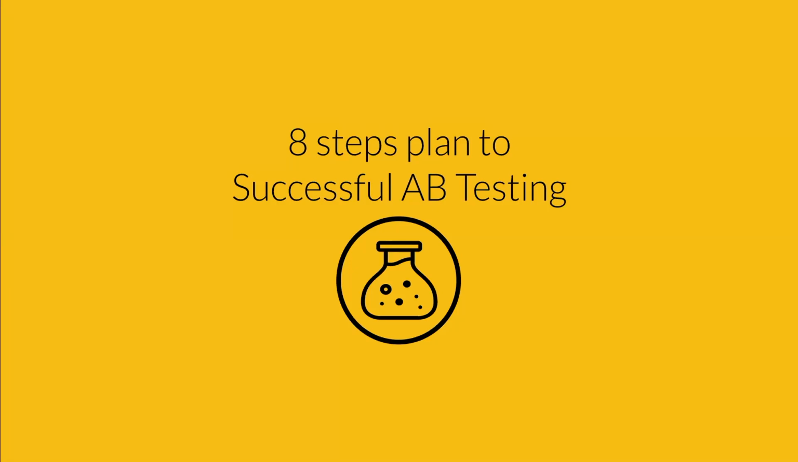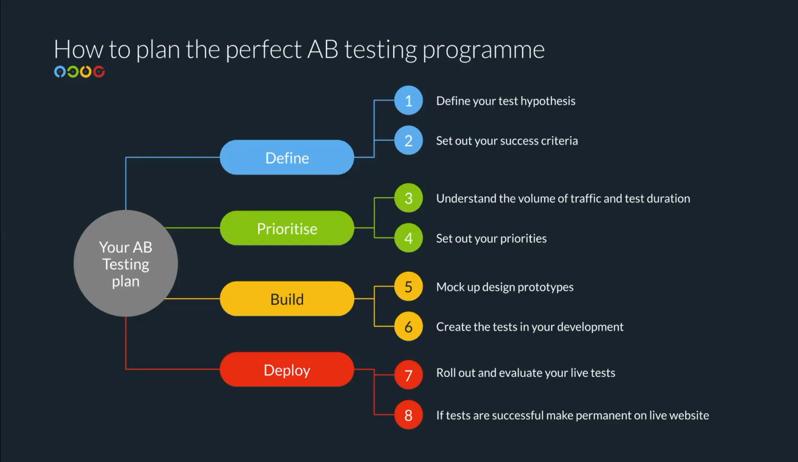Today we're going to talk through our 8-step plan to creating your first successful A/B test. So how do you plan the perfect A/B testing program? Well, here at Crank we think there are 4 key areas: define, prioritize, build, and deploy. Each of those 4 areas have 2 tasks within each.